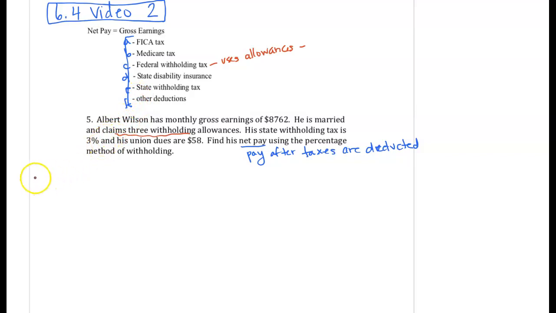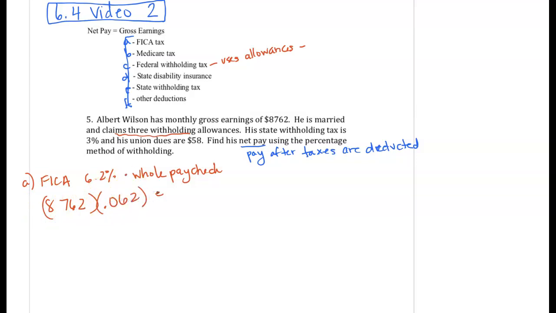Okay. I'm going to go ahead and start. A is our FICA tax, which is also Social Security tax, which is at 6.2%. This is going to be 6.2% times the whole paycheck. We're going to take the whole paycheck of $8,762 times the decimal equivalent, 0.062. And I get $543 and 24 cents. I'm going to go ahead and round each answer.